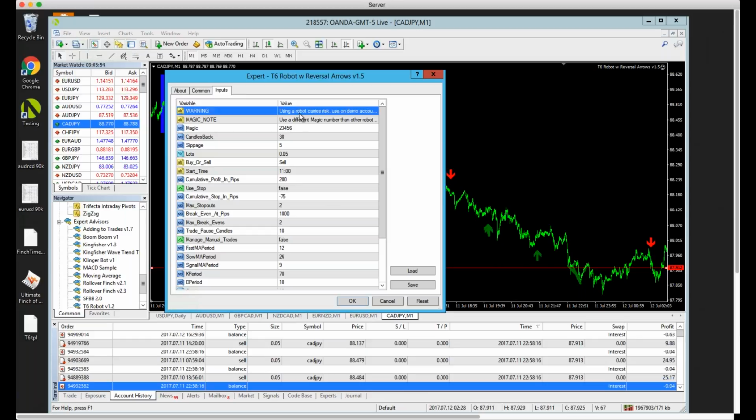There's a warning that robot trading carries risk. Never trade this live before you've traded it on a demo account significantly. Use a different magic number than other robots are using.